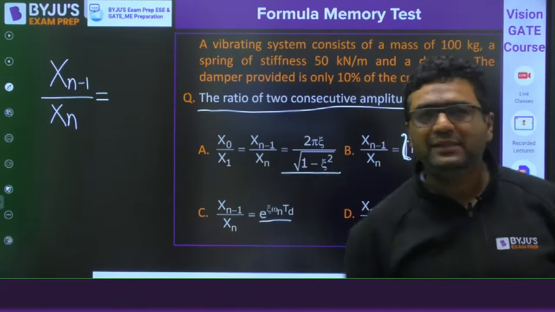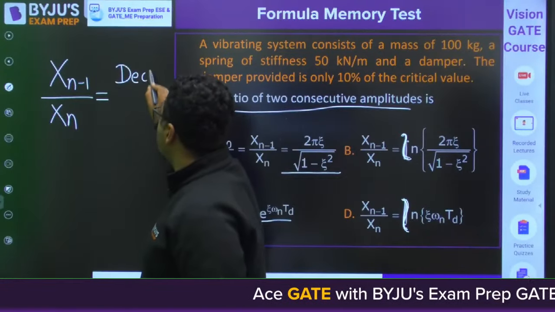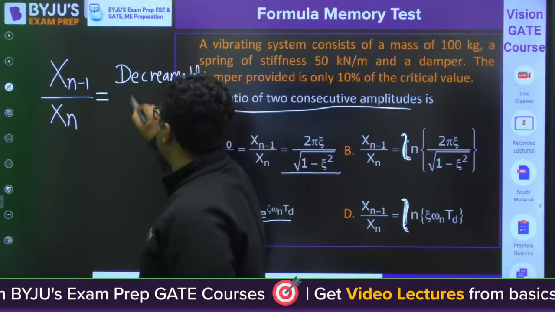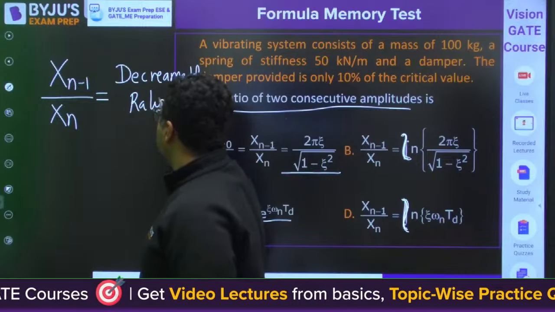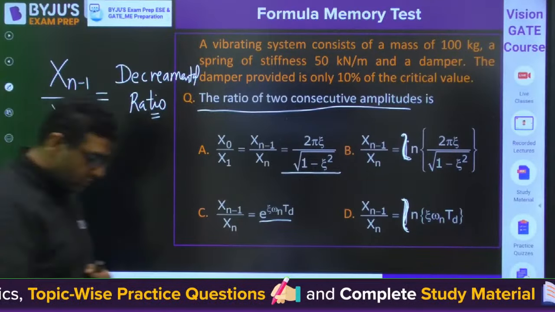What is the formula for this? This is the decremental ratio. We call it decremental ratio. So, decremental ratio. I found this, guys, you need to work hard in TOM.